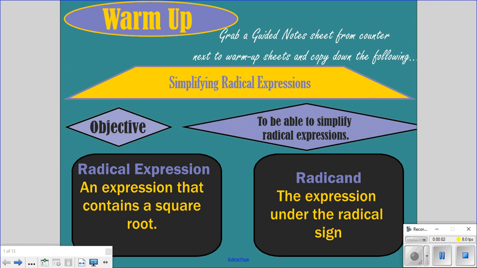Hello and welcome back. Today we're going to be talking about simplifying radical expressions again. Our objective today is to be able to simplify radical expressions. Remember, a radical expression is an expression that contains a square root. The radicand is the expression underneath the radical sign.